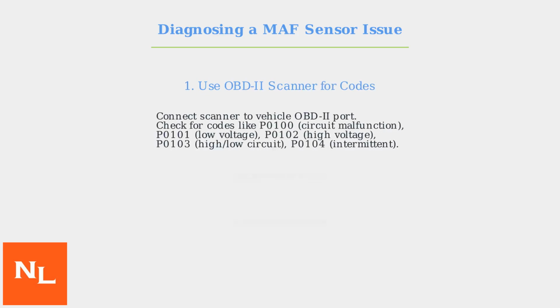To diagnose a MAF sensor issue, start by using an OBD2 scanner. Connect it to the vehicle's OBD2 port and check for relevant diagnostic trouble codes. Common MAF codes include P0100 for circuit malfunction, P0101 for low voltage, P0102 for high voltage, P0103 for high-low circuit issues, and P0104 for intermittent failures.